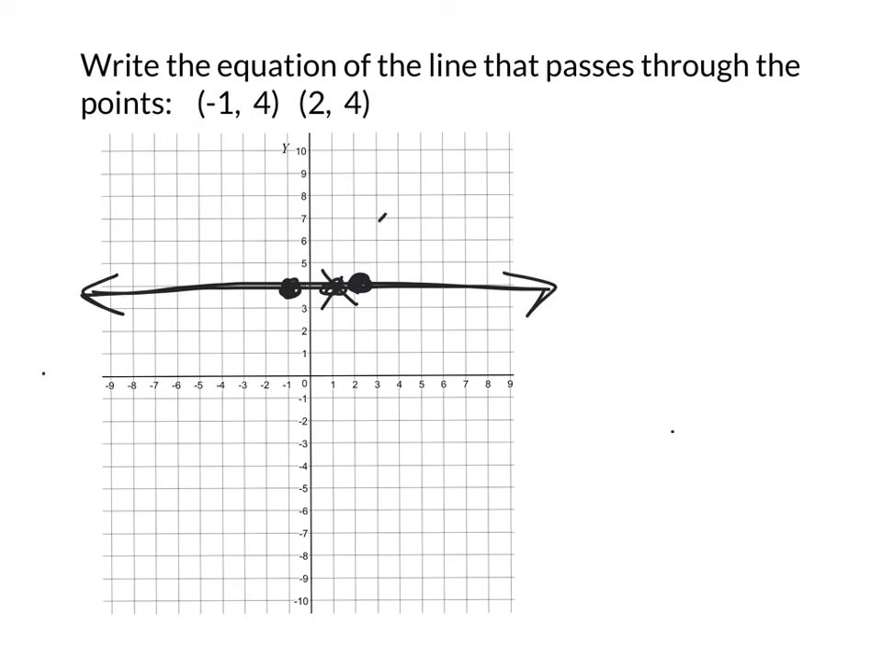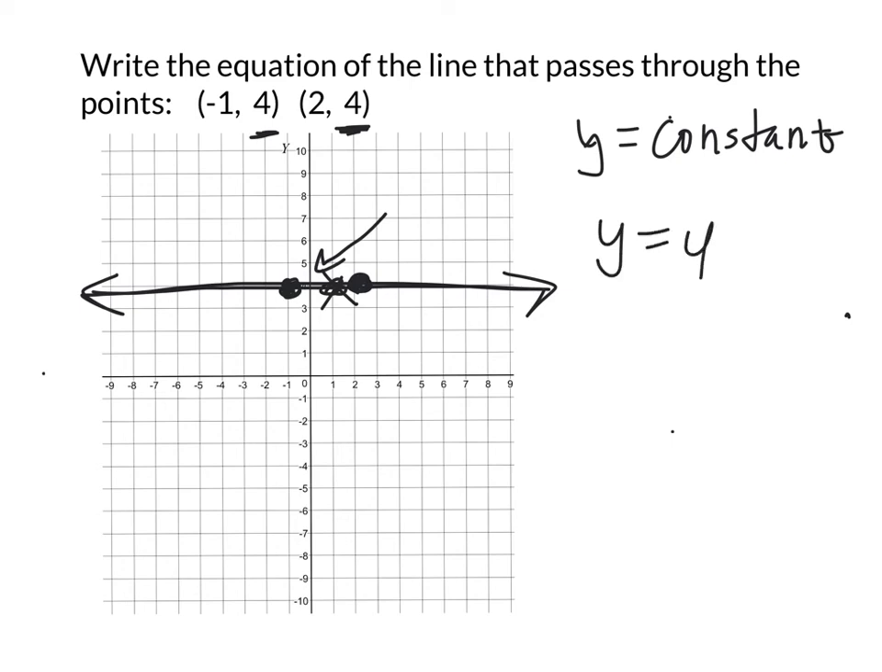Notice that it crosses the y-axis. So when you have 2 points whose y values are the same, the equation of that line is always going to be y equals some constant, and in this case, that constant is +4, so y equals 4.